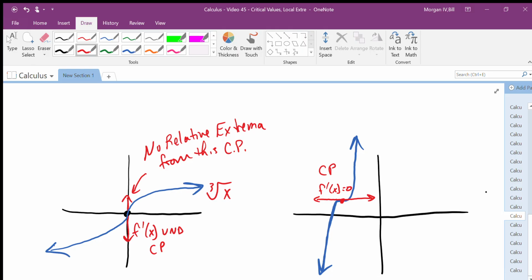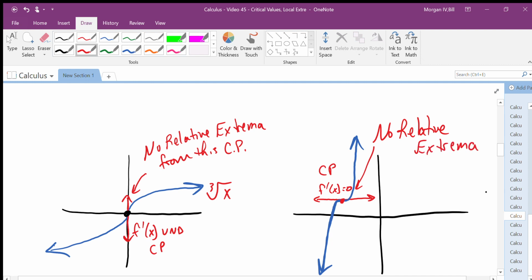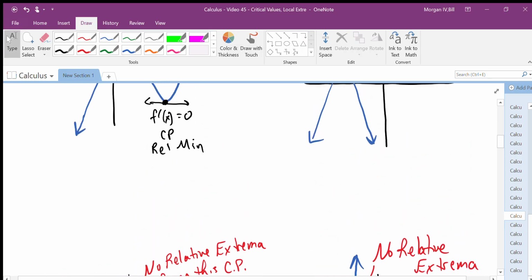But once again, just like in our cube root graph, there's no relative min or relative max at that point. It's not the highest point in the neighborhood, it's not the lowest point in the neighborhood. So once again, at this point, even though it's a critical point, no relative extrema. Okay, very good. So, hopefully that makes sense.